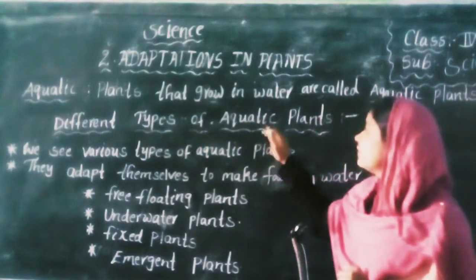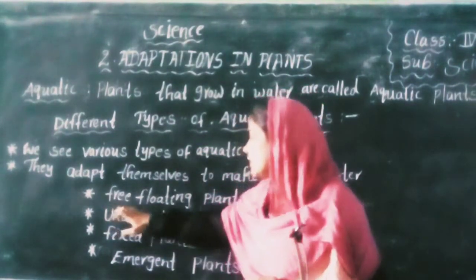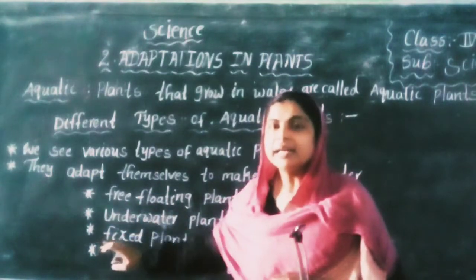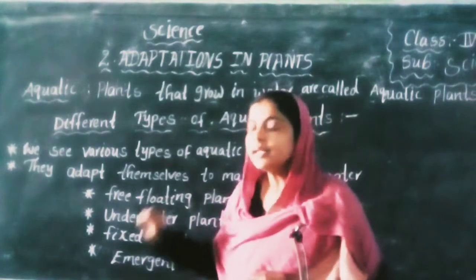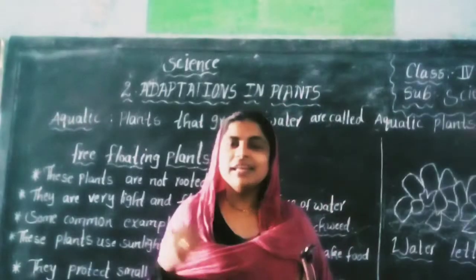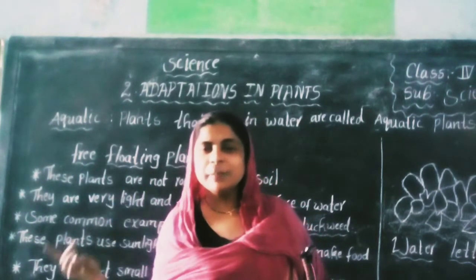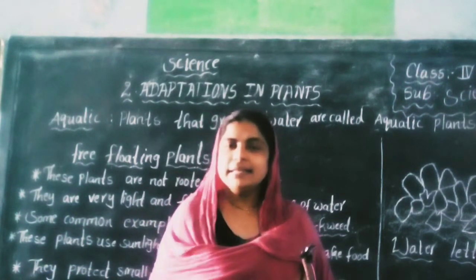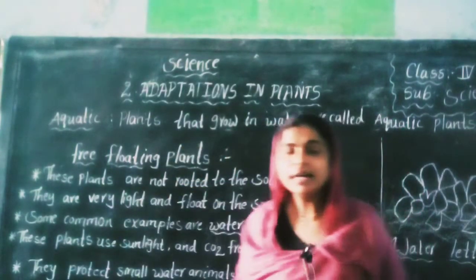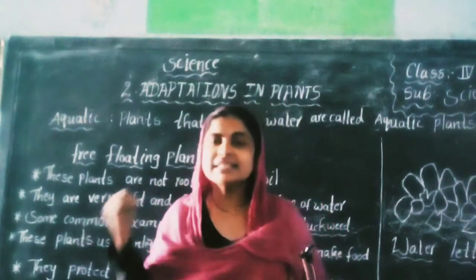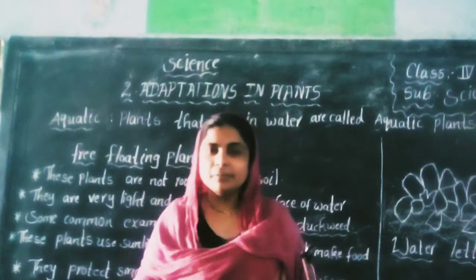Different types of aquatic plants: there are four types. First one, free floating plants. Second one, underwater plants. Third one, fixed plants, and fourth, emergent plants. Again, there are two types of plants: aquatic plants and terrestrial plants. What are aquatic plants? Plants that grow in water are called aquatic plants. What are terrestrial plants? Plants that grow on land are called terrestrial plants.